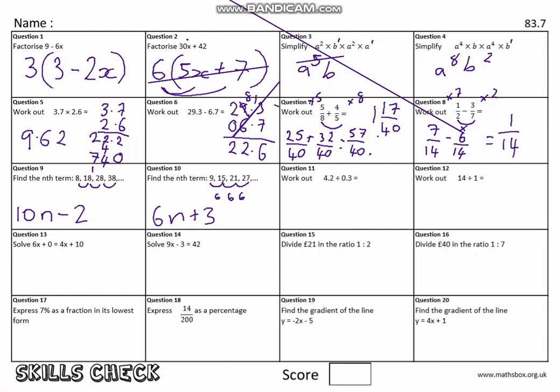Next up, we are dividing decimals by decimals, okay? So as I've said previously, the easiest way to do this is to times both of them by the same thing. So either 10, 100, or 1,000. So this time we're going to times them both by 10.